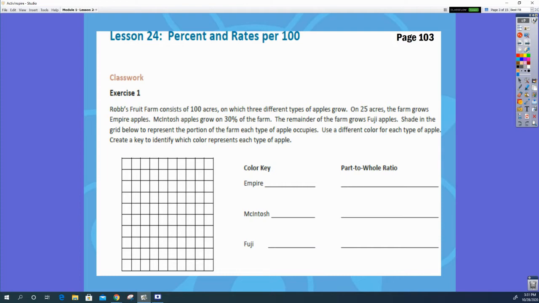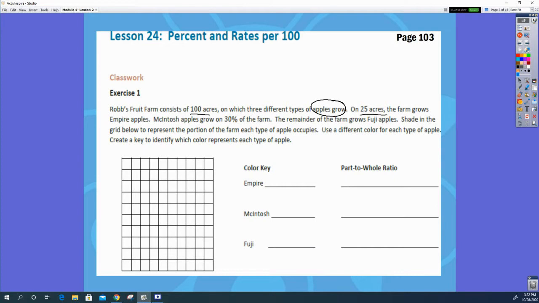So let's look at exercise 1. Exercise 1 on page 103. It says Rob's fruit farm consists of 100 acres on which 3 different types of apples grow. On 25 acres, the farm grows Empire apples. Macintosh apples grow on 30% of the farm, and the remainder of the farm grows Fuji apples.